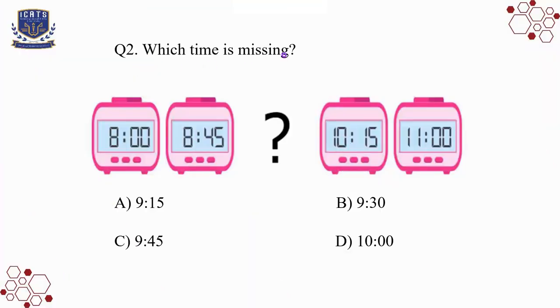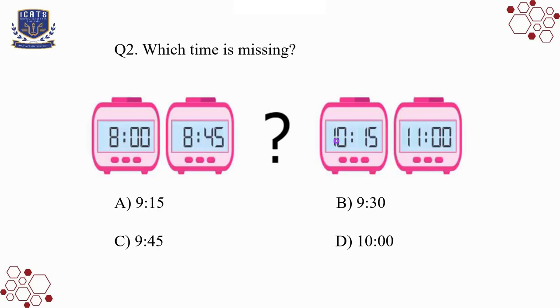Question number 2, which time is missing? Option A is 9:15, option B is 9:30, option C is 9:45, and option D is 10. So if we look at all these clocks, the times are 8, 8:45, 10:15, and 11 o'clock. So now let's see what is the jump between the numbers. So from 8 to 8:45, there is a jump or gap of 45 minutes.